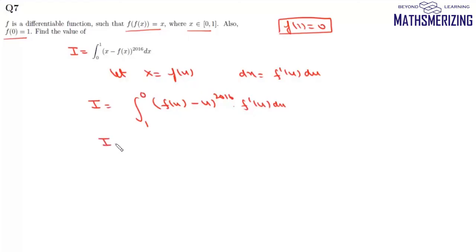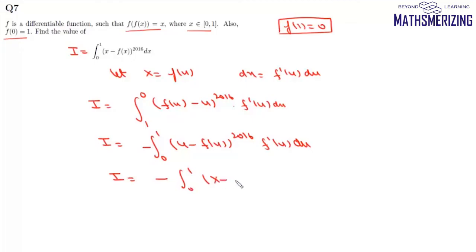So we can write this integral as minus integral from 0 to 1. Now f(u) minus u is the same as u minus f(u), because we have an even power here. So it'll be (u minus f(u)) to the power 2016 f dash u into du. Now in a definite integral, if the limits are the same and the function is the same, we can change the variable. We can write this integral as minus integral from 0 to 1 of (x minus f(x)) to the power 2016 into f dash x dx.